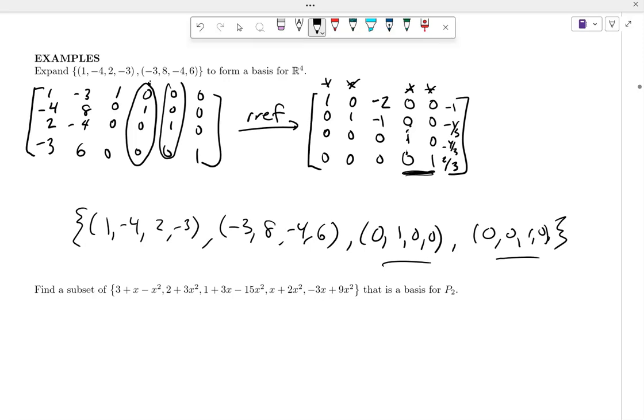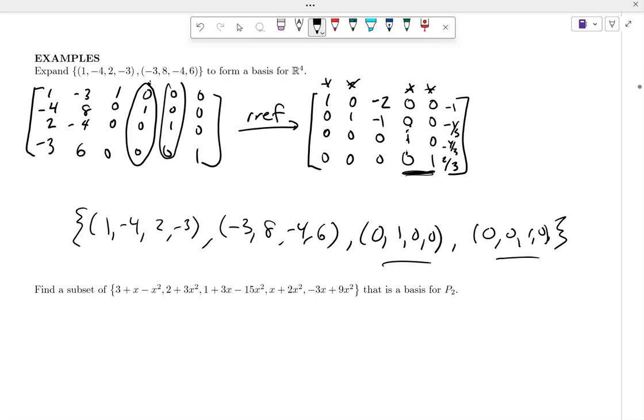How many vectors are in this set? 5. So which do I know automatically cannot be true? It cannot be linearly independent or it cannot span. It cannot be linearly independent. It's too big, right? The biggest linearly independent set I can have in P2 is 3 elements, so this is too big. Do I know for a fact, though, that it spans necessarily?